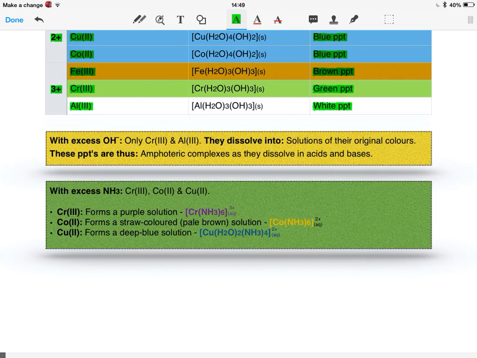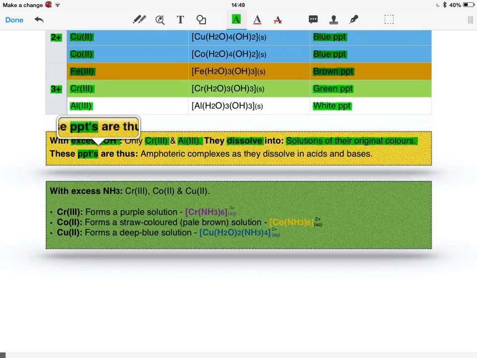It's when we use an excess of ammonia and hydroxide where the trends vary, so where they're different. So with excess of hydroxide, only chromium 3+ and aluminium 3+ react. They dissolve into solutions of their original colours, so chromium 3+ will dissolve into a green solution, whereas aluminium will dissolve into a colourless solution.